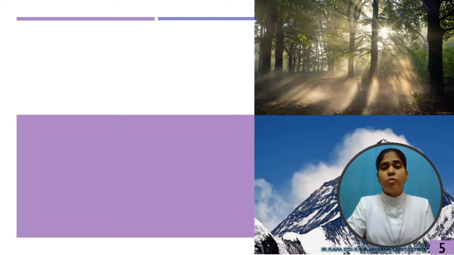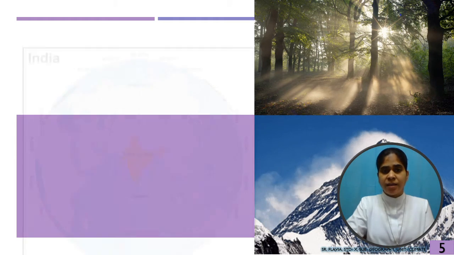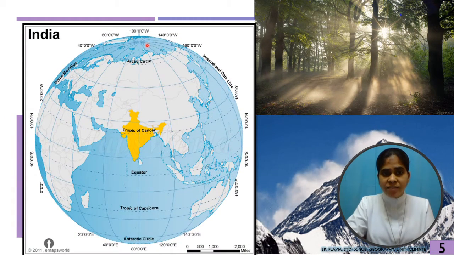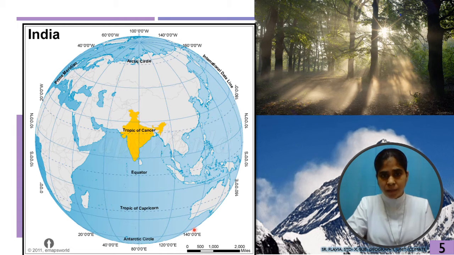Before we study about India's annual average temperature and rainfall, we shall first look at the location of India. If you look at this world globe, you can see half part of India is located in the tropical region. The Tropic of Cancer passes from Gujarat and the equator passes from here a little below from India.